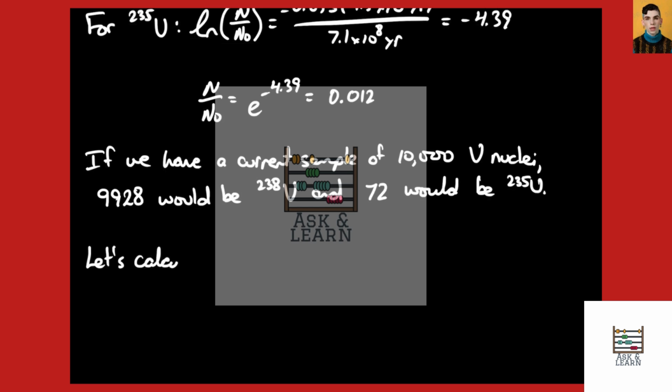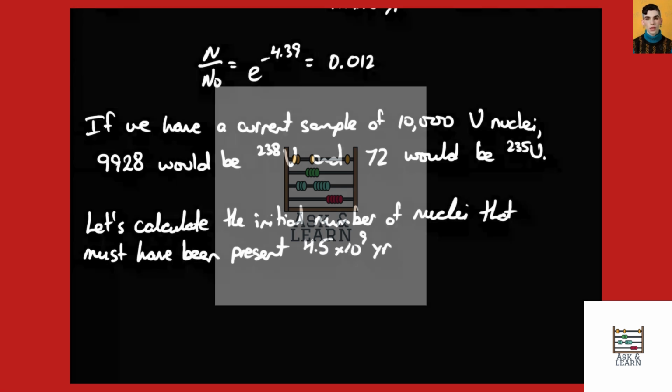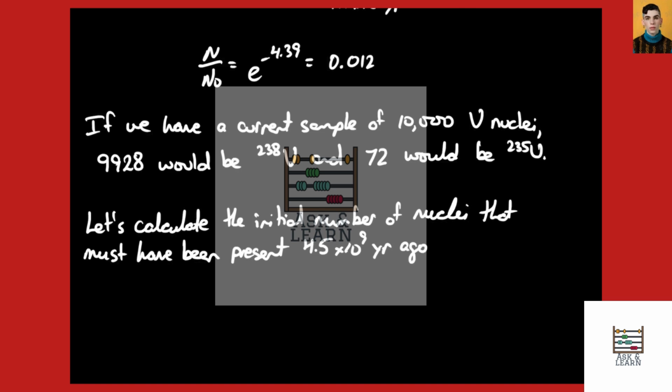Let's calculate the initial number of nuclei that must have been present 4.5 times 10 to the 9th years ago to produce these 10,000 uranium nuclei.